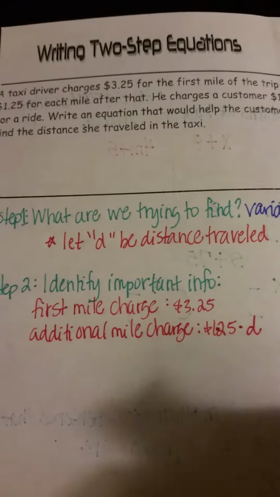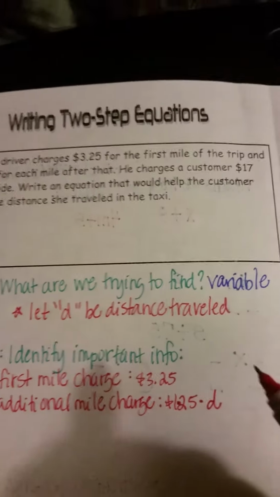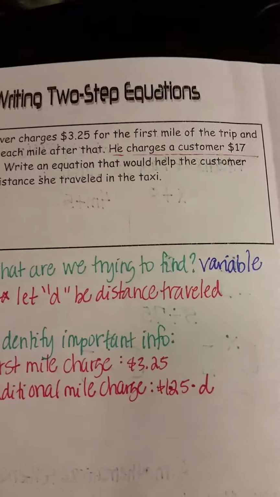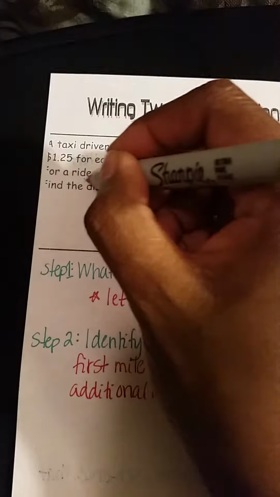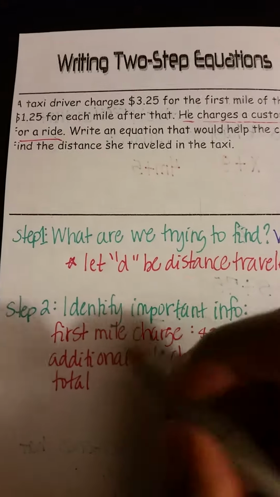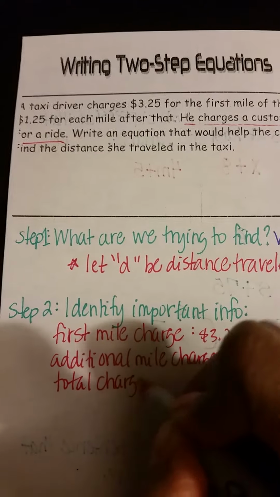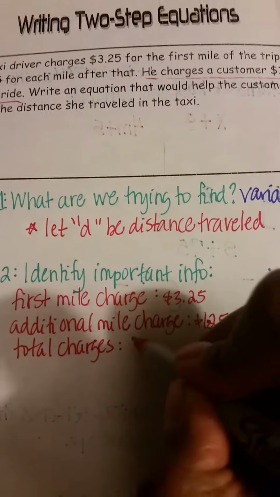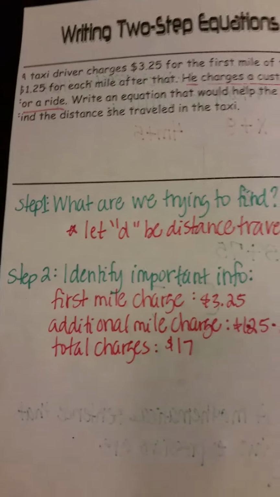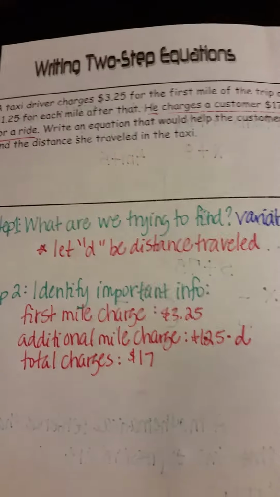Okay. And we also know it says that our total charges, the taxi driver charges the customer a total of $17 for the ride. Okay. So we're going to say the total charges is $17. Okay, so now we stop our red light question. We've yanked out that important information.